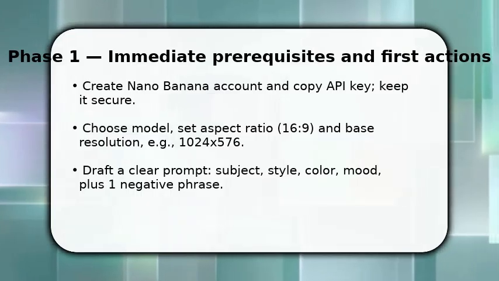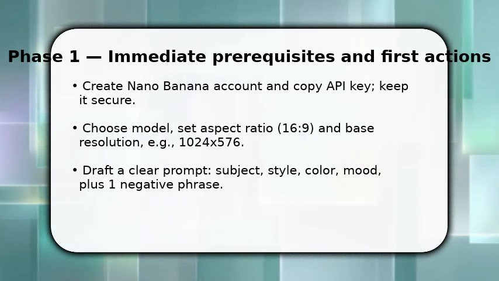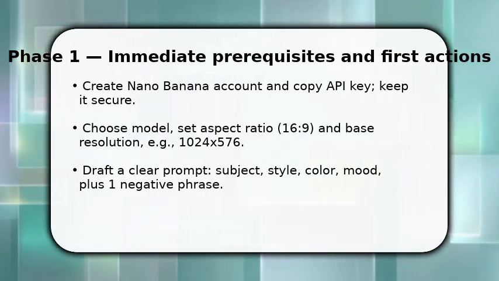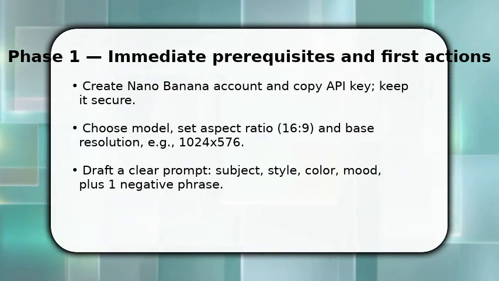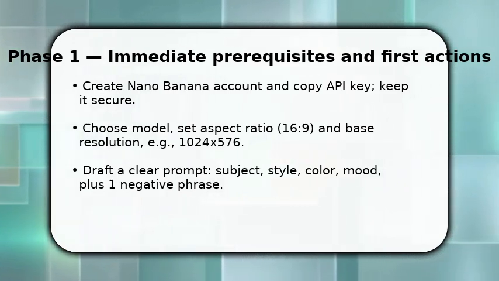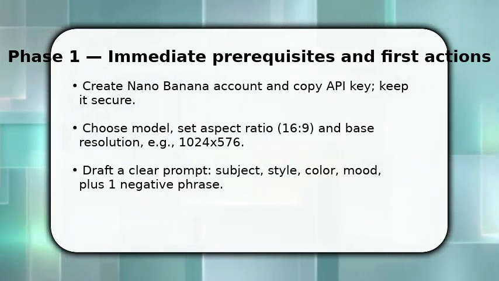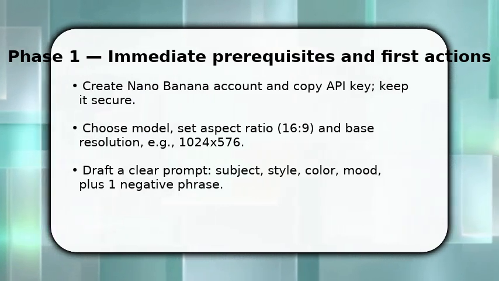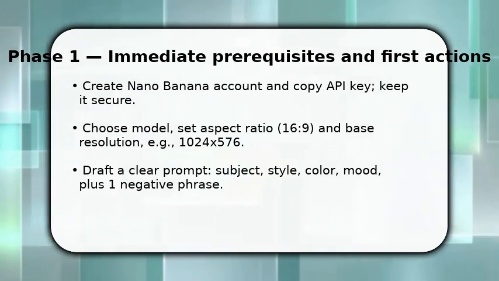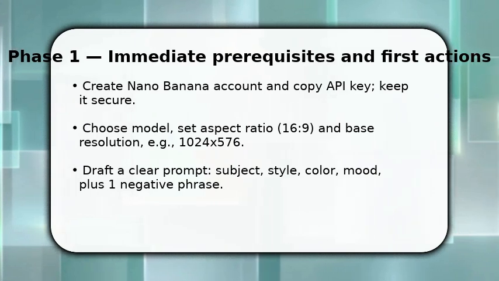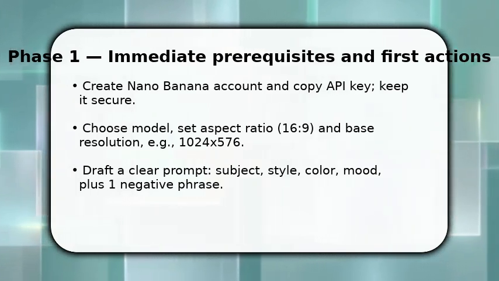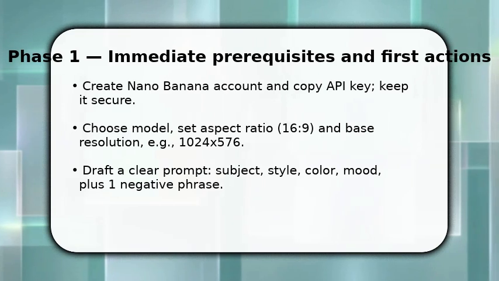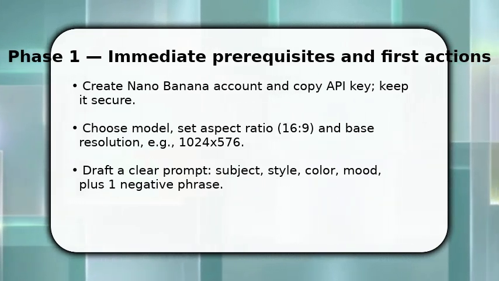You begin by creating your Nano Banana account and grabbing the API key. Keep it private. Once done, pick the image model and set aspect ratio and base resolution, for example 16:9 and 1024 x 576. Next, write a concise prompt that states the subject, desired style and color palette, and add one negative phrase to avoid unwanted elements.